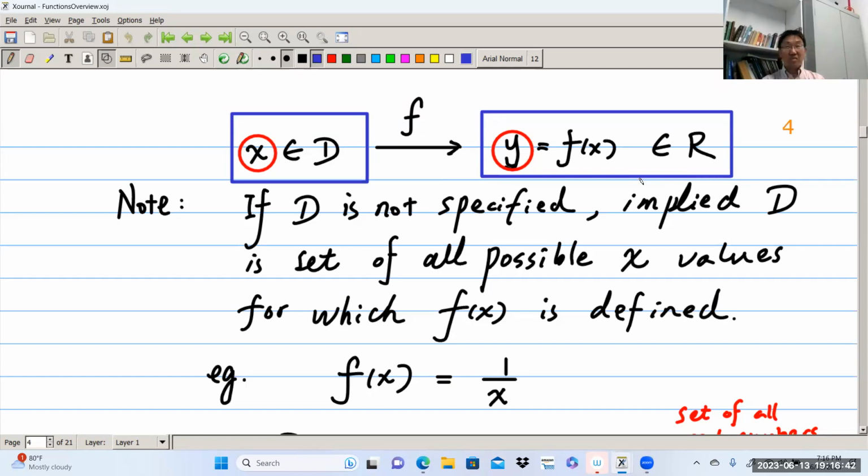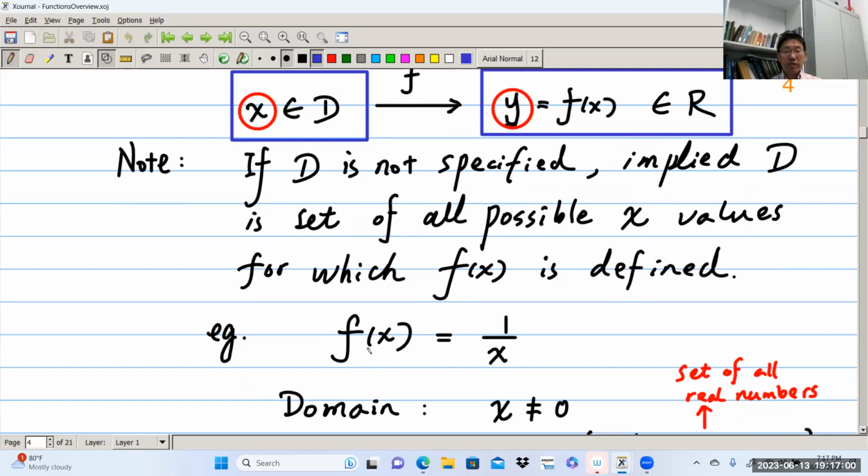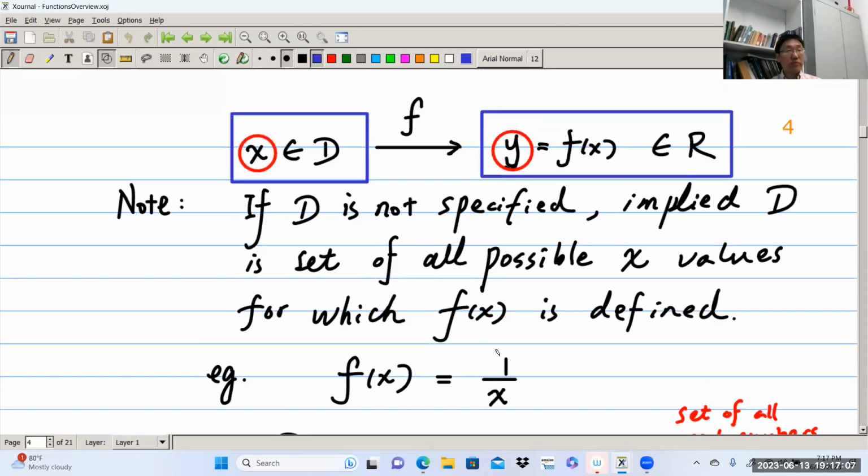You say it's a collection of what? Of different kinds of fruits, right? So you don't want to use stones or other nasty stuff as the input to this machine. So that's the implied domain. For example, suppose I give you this function f of x equals 1 over x. What's the domain of this function? If I don't specify the domain, then you find the implied domain.